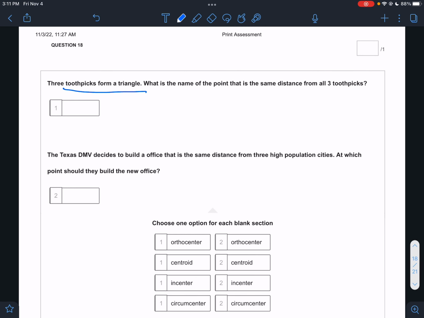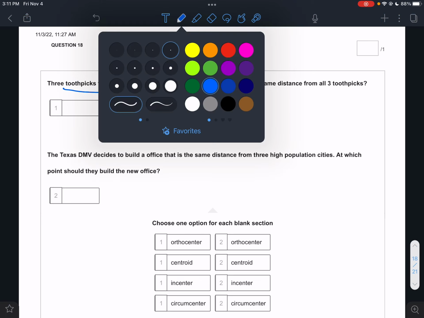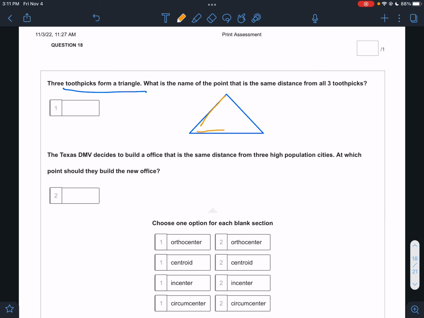Toothpicks form a triangle. So what would that look like? What part of the triangle would be the toothpicks? Would it be the sides or would it be the corners? Well, it would be the sides. The toothpicks would be like the sides. What is the name of the point that's the same distance from all three toothpicks? What's the name of the point that's the distance from all three sides? And that's the incenter. The incenter is inside, equidistant from the sides.